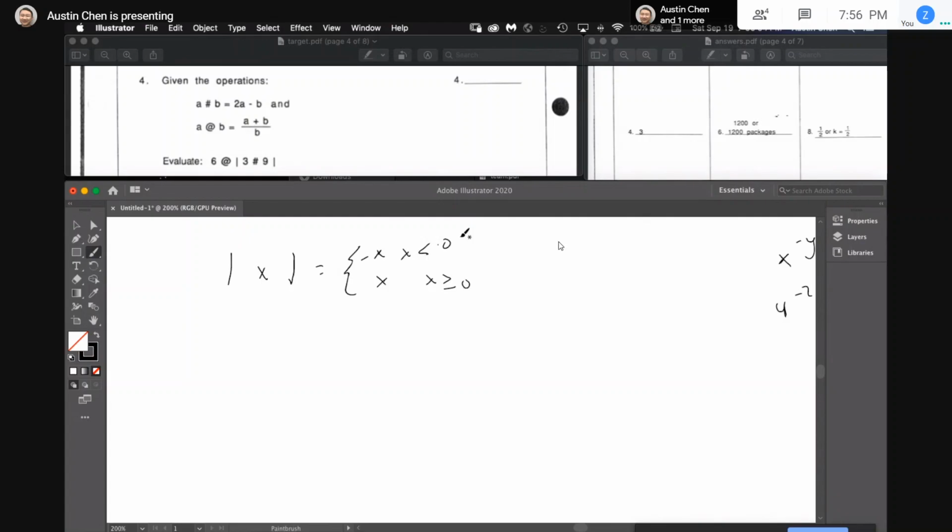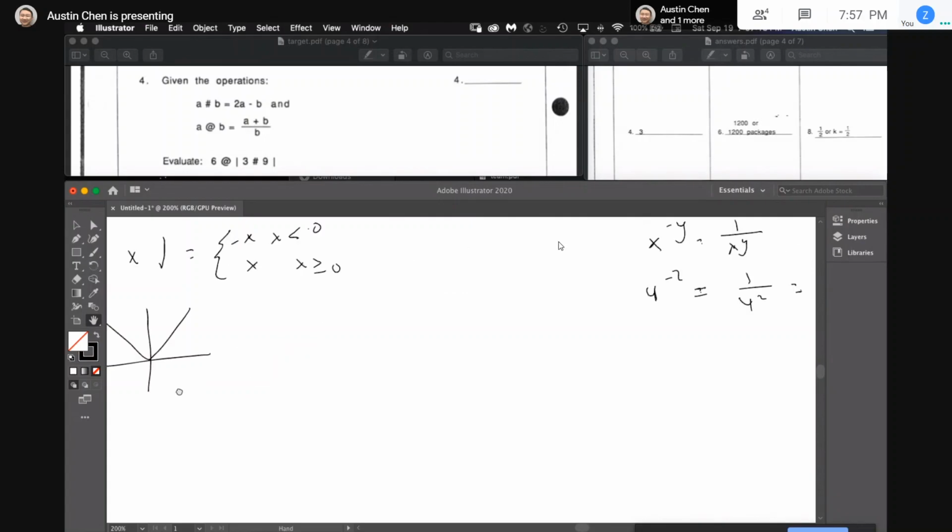So, if you think of it graphically, it looks like this, right? And it's just taking the positive value of x. If x is positive, then it's just x. If x is negative, then you negate it again to get its positive value.